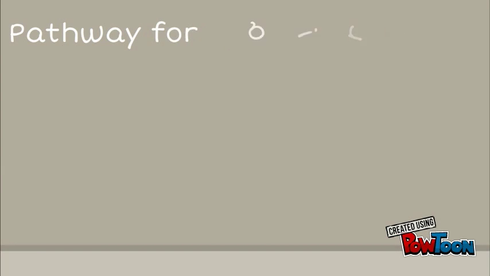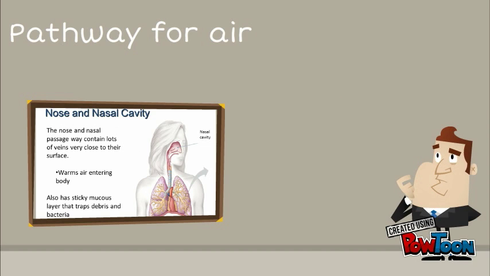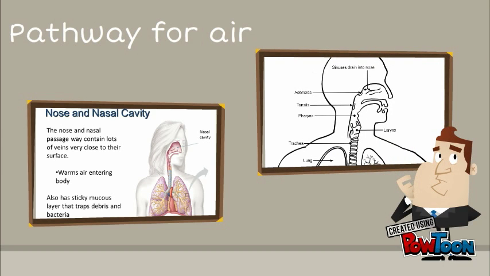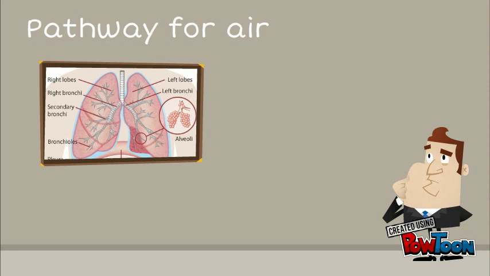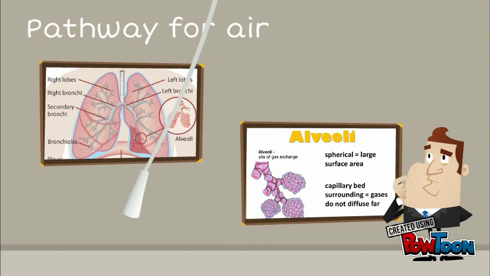Pathway for air. Air enters the nose or mouth and it gets warmed in the nasal passage before it enters your lungs, and this prevents damage to the lungs. The air then travels into the pharynx, and your epiglottis does not close, but it leaves the glottis open so that air can enter your trachea. The trachea branches off into two bronchi. The bronchi then branch off into smaller tubes called bronchioles. These tubes enter into small sacs known as alveoli.